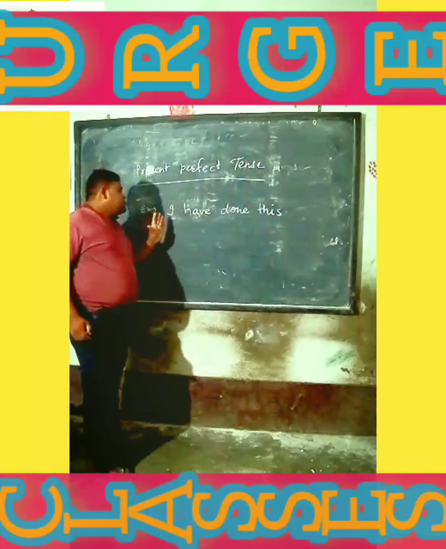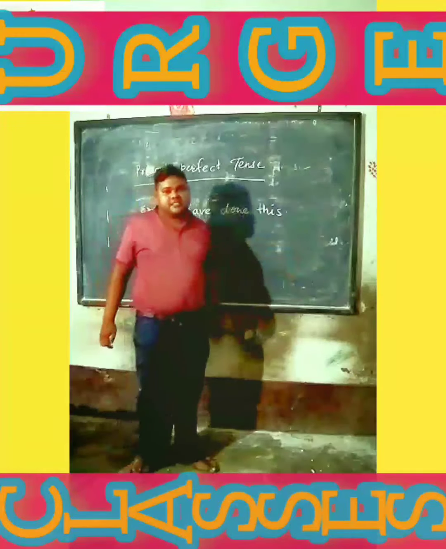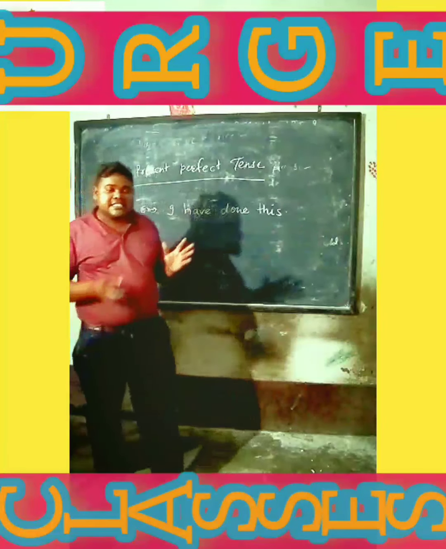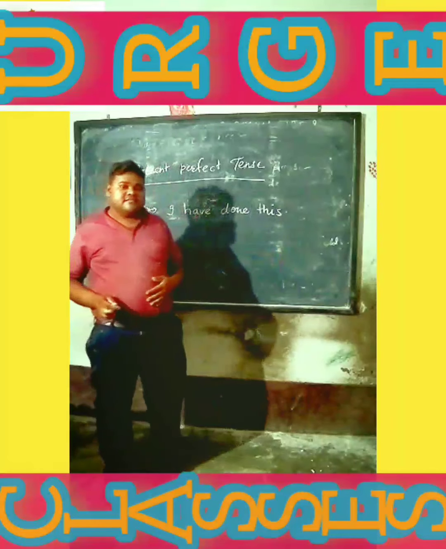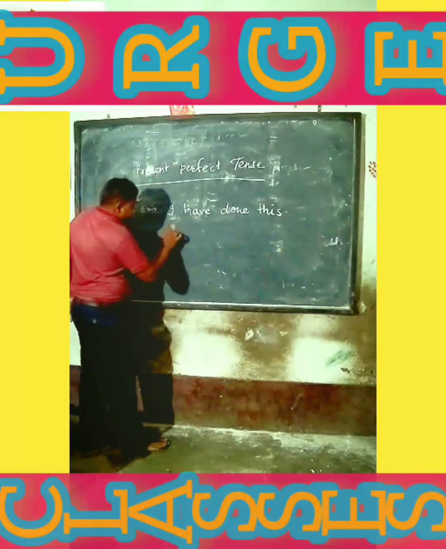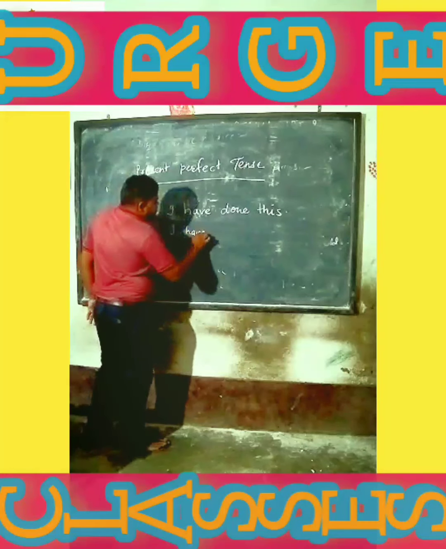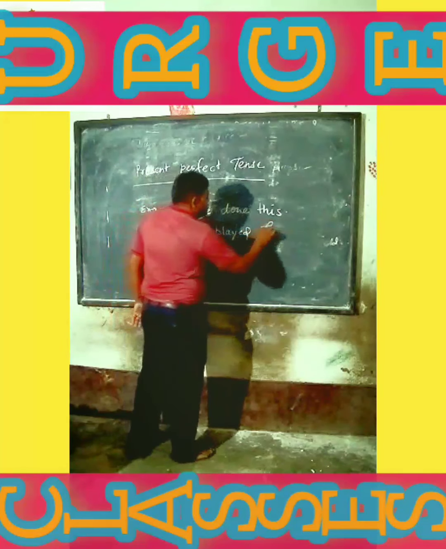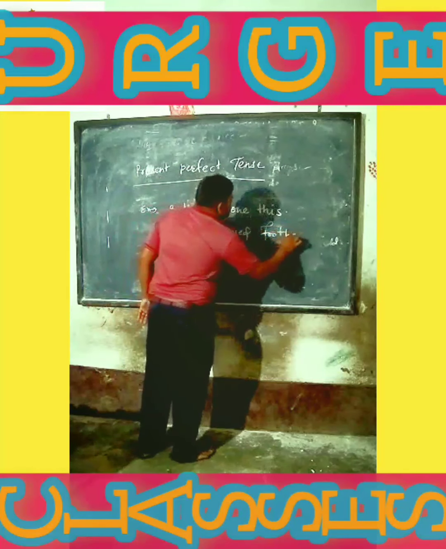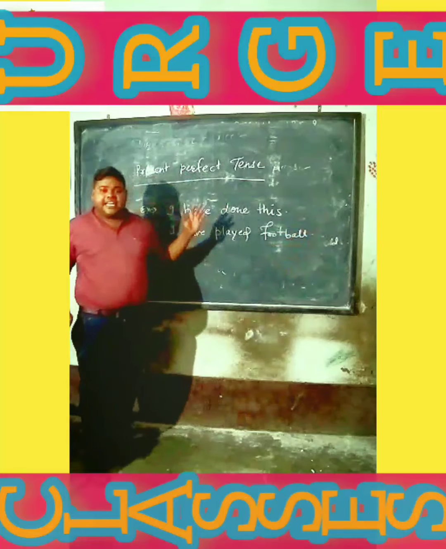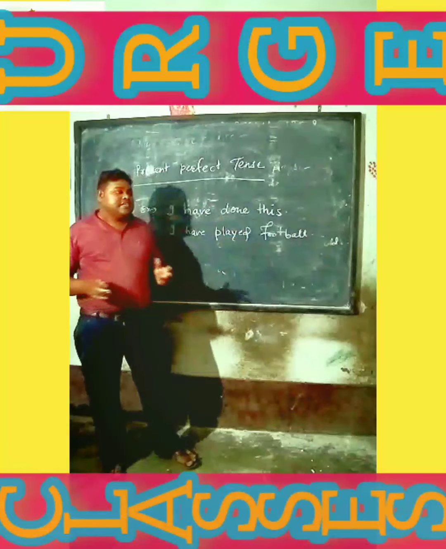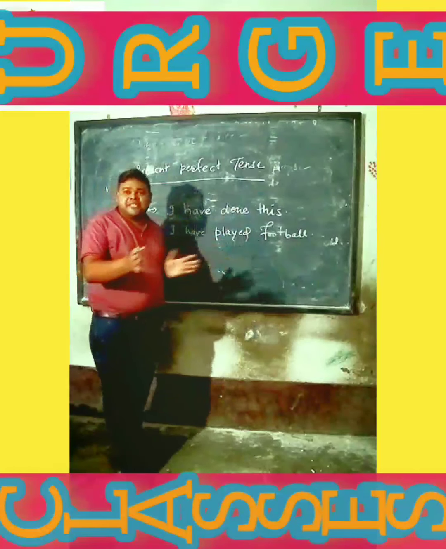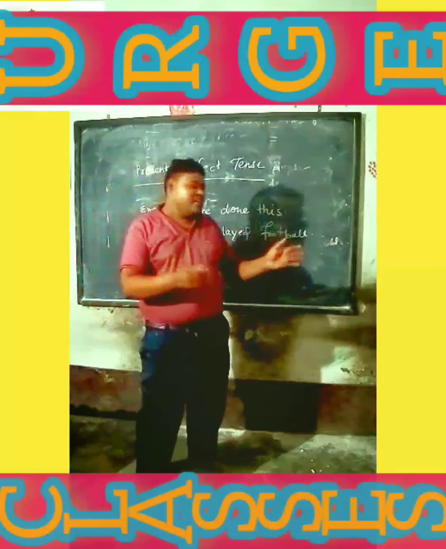So for example, I have done this. If you go through this example, we come to the point that this action has been done. Another example here: I have played football. If you analyze this sentence, we come to the point that the action has been recently finished, that we have completed the action of playing football.